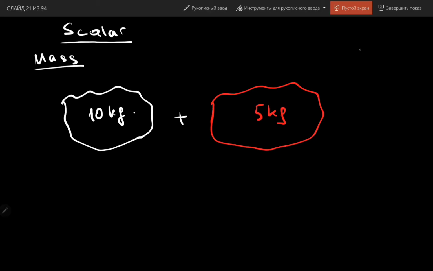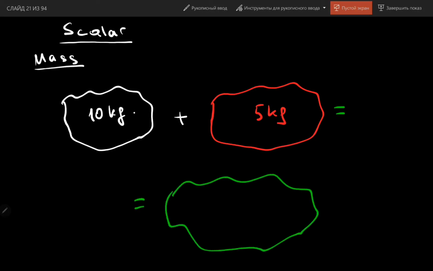What will happen at the end? You will have a big object, a mixture. Total mass will be 15. Yes, it will be 15. There is no other way. You will get exactly 15. There is only one answer. This is a scalar. This is mass. Mass was just one example. Now let's come to the vector.